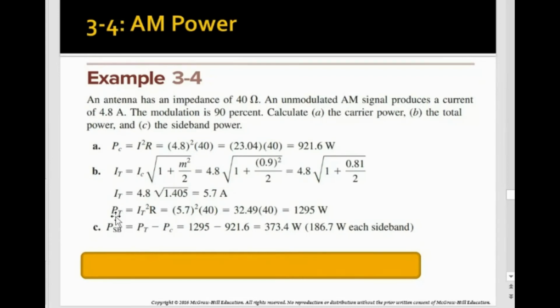So then the total power is IT squared times R, 5.7 squared times 40. We have 1,295 watts. Then the sideband power is total power minus the carrier power. We have 373.4 watts in the sidebands. If we want to know the power in each sideband, then we divide this by 2, becomes 186.7 watts for each sideband.